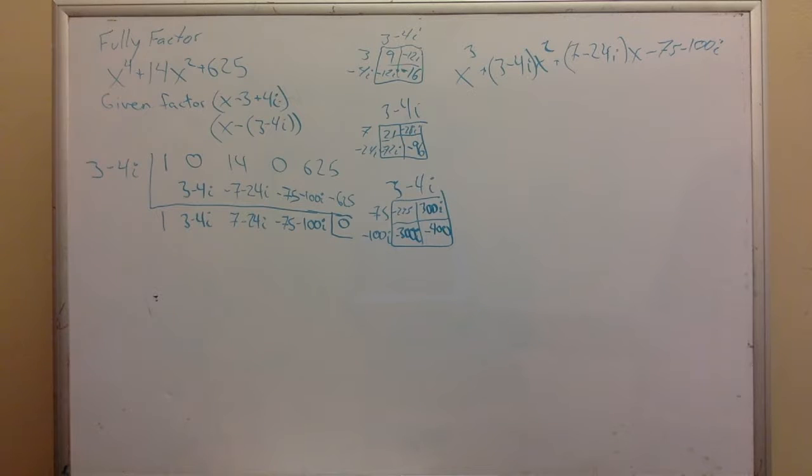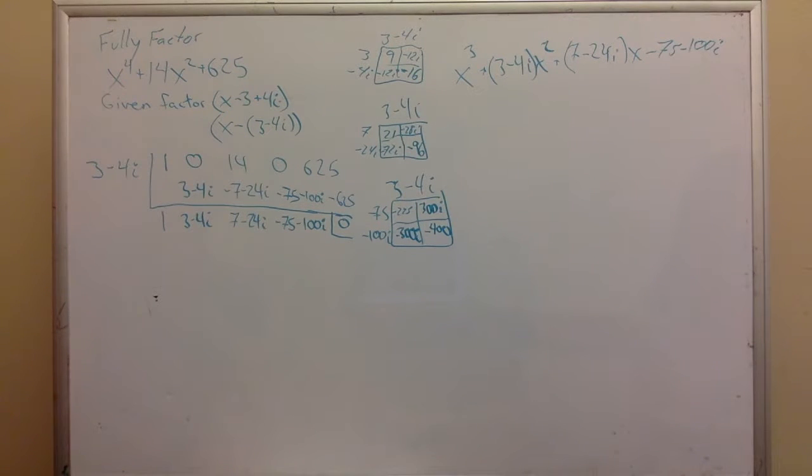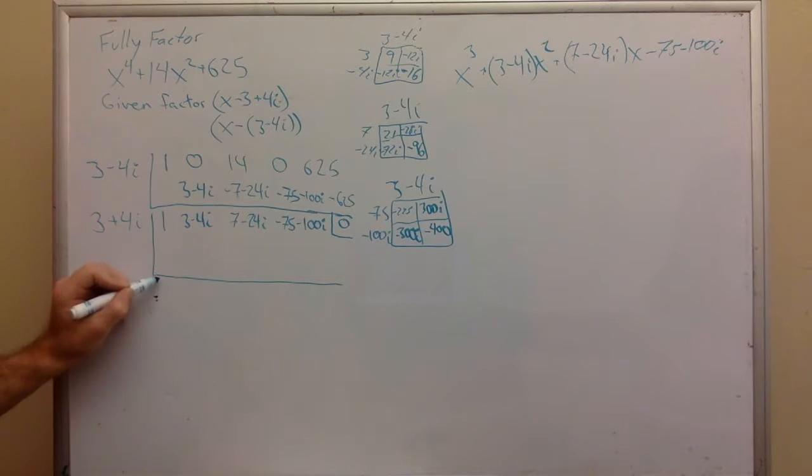But one thing we know is that we started with all real coefficients. So if we start with real coefficients and we have one factor that has an imaginary part, then that also tells me that I have the conjugate. So I should have the conjugate of this, which tells me that this should be a factor as well. And I can go ahead and tack that on the end. Okay. So I have 1 here.